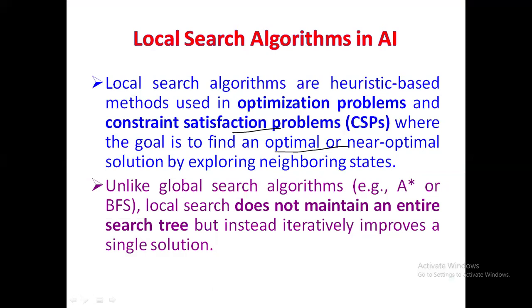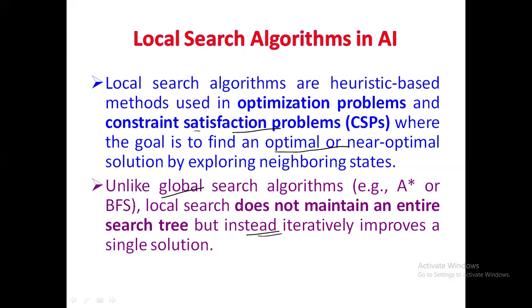Unlike global search algorithms, what are the global searches? Informed and uninformed searches, namely A star or breadth first search, etc. Local search does not maintain an entire search tree. It will not be searching the entire search tree. Instead, it focuses on iteratively improving a single solution by making small modifications and evaluating their impact. These algorithms are particularly useful for large problem spaces where exhaustive search is impractical.